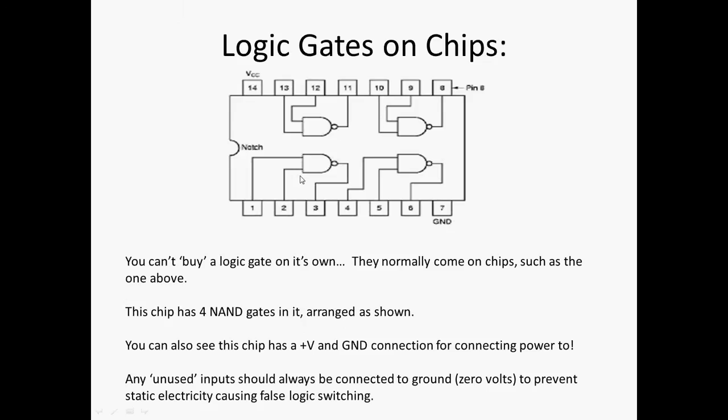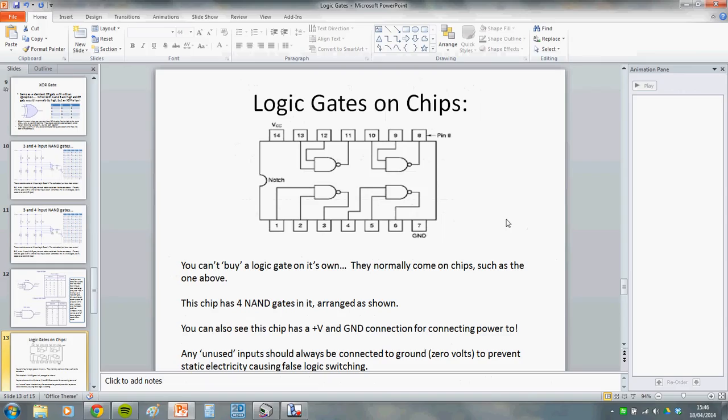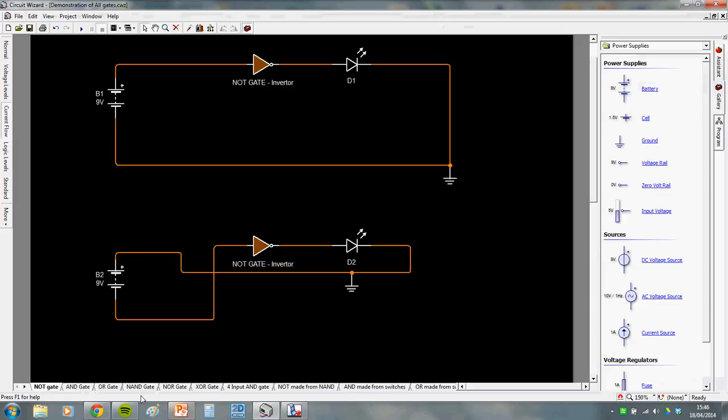You'll see they come on a chip, usually several of them, and the chip has a positive and a negative connection. So when you actually buy them and use them for real, they do have their own power leads that need connecting. Anyway, I hope you're happy with the NOT gate. It's an inverter. Takes an off, makes it on; takes an on, makes it off.